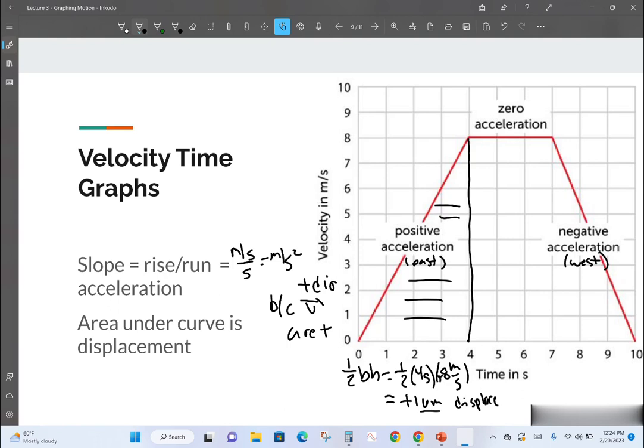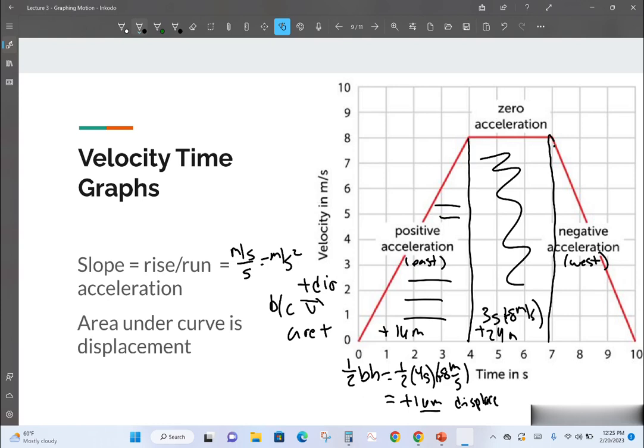If I wanted to find it for the next 3 seconds, I could block that off. And it would be 3 seconds times 8 meters per second, positive. So the displacement would be positive 24 meters. This is 16 meters, right? And together, from 0 to 7 seconds, we traveled 16 meters and another 24 meters. They're both traveling in the same direction, so you just add them together.